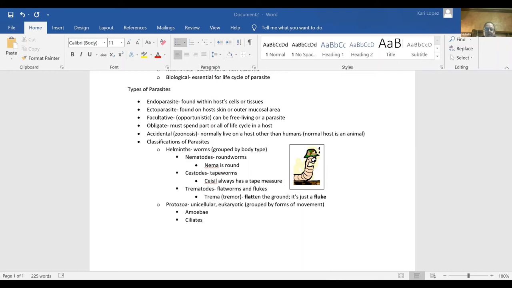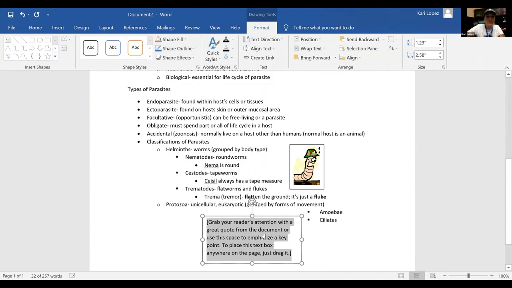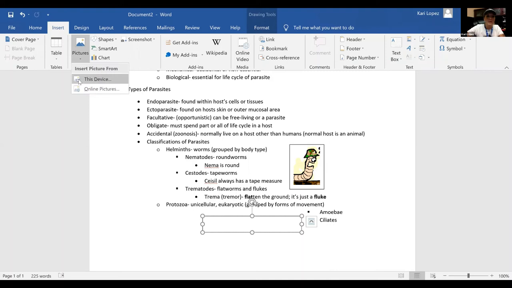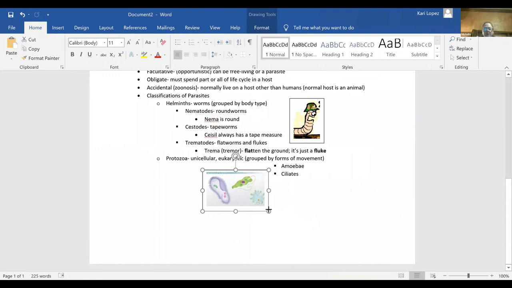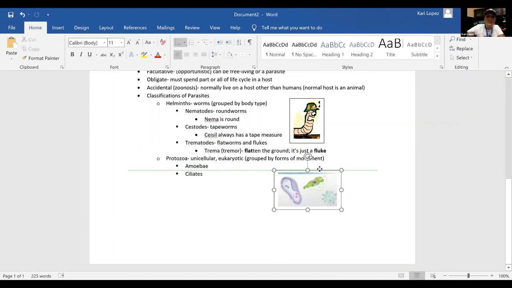There's a good one for that. Okay, it's still in the Word document, right? Y'all can still see the Word document? Yeah. This one on this side.